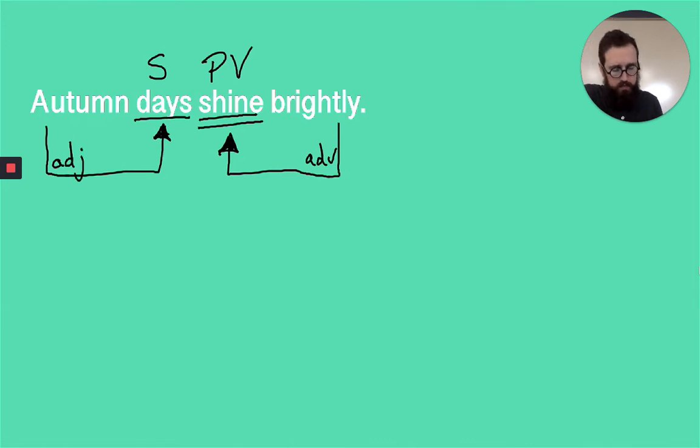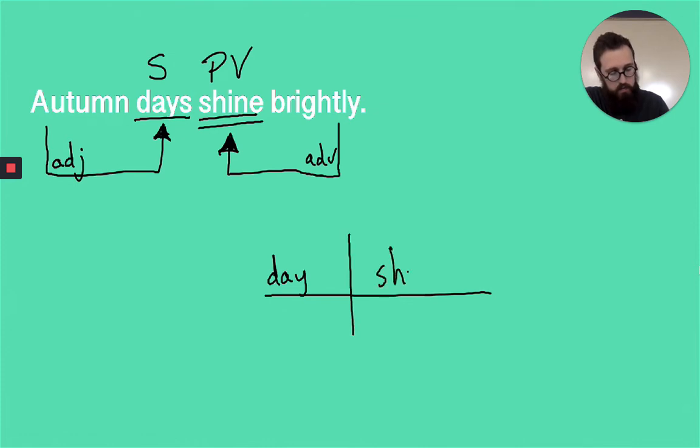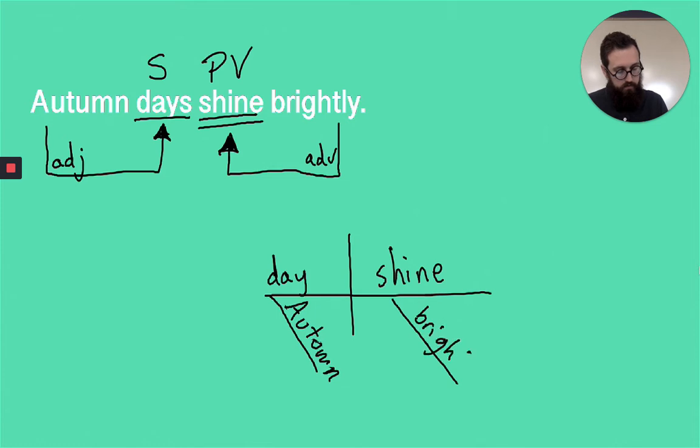Now if I'm going to go through and diagram this sentence, I'm going to draw my baseline. I'm going to write my subject. Days. I can do a better job at writing a Y. There we go. And draw my vertical line and shine. Then I'm going to go ahead and add my modifiers. So autumn, I'm going to make sure to capitalize it because it's at the beginning of my sentence. And brightly is describing shine. There we are. Okay.